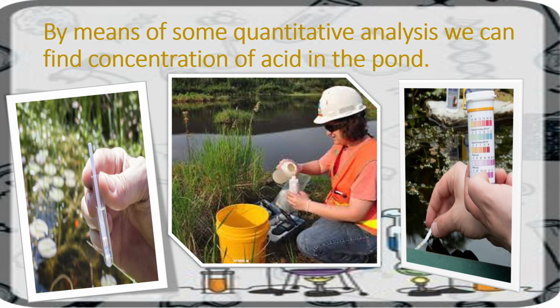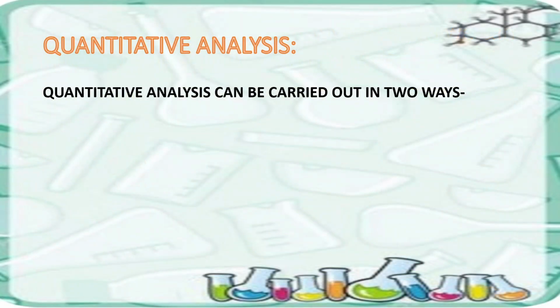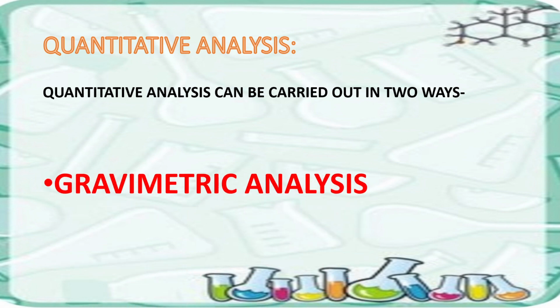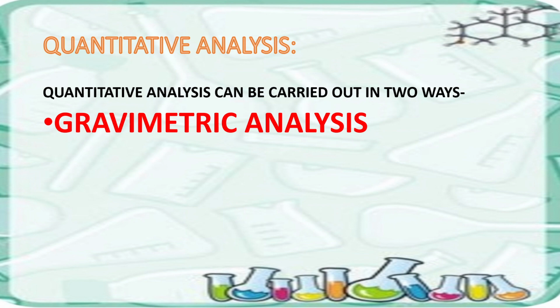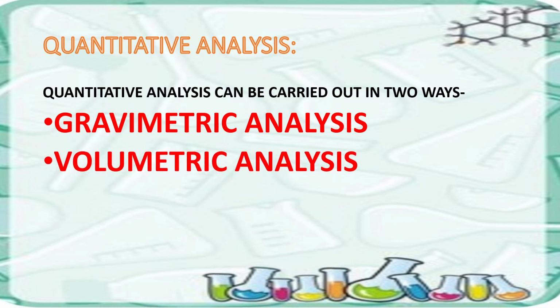By means of some quantitative analysis, we can find the concentration of acid in the pond. So let's see about quantitative analysis. Quantitative analysis can be carried out in two ways: gravimetric analysis and volumetric analysis.